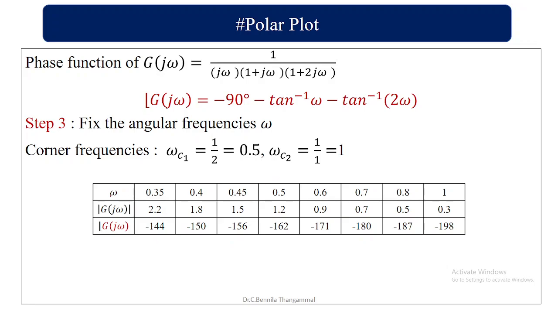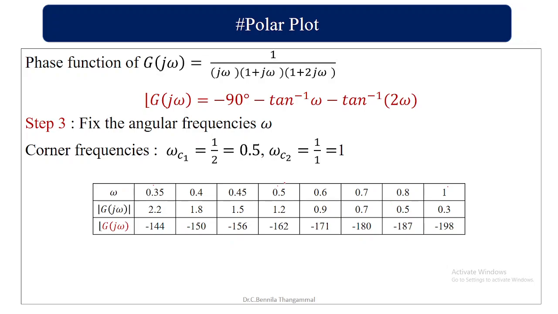So the tabular column is for omega. First we have to get the first corner frequency and then the second corner frequency. We take a value less than the first corner frequency. It can be 0.1, 0.2, whatever it may be. I am fixing it as 0.35. In between 0.35 and 0.5, I have taken two values. In between 0.5 and 1, I have taken three values. It is ideal to take a minimum of 7 to 9 values so that we will be able to draw the graph neatly.